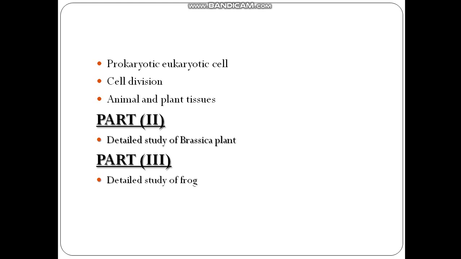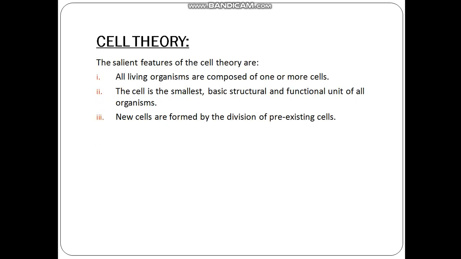Now part 2 contains a detailed study of the Brassica plant, a multicellular flowering plant, which we have to study in detail. And the third part of this chapter is a detailed study of the frog, a multicellular animal. So we are going to start the chapter. First of all, the cell theory.